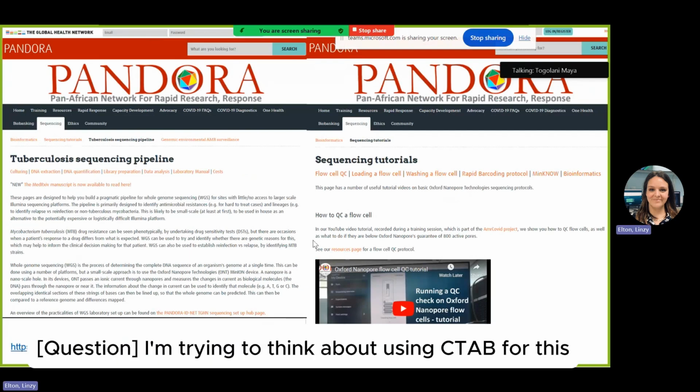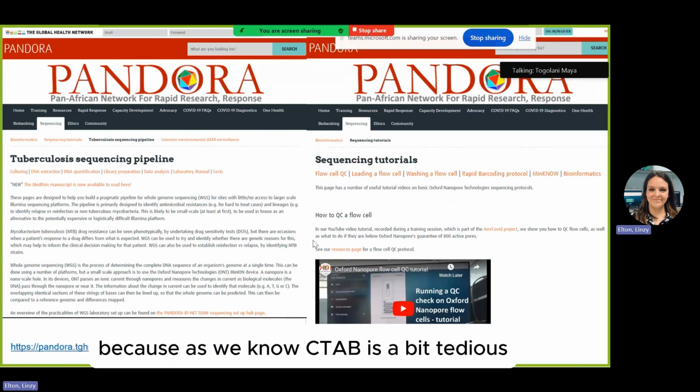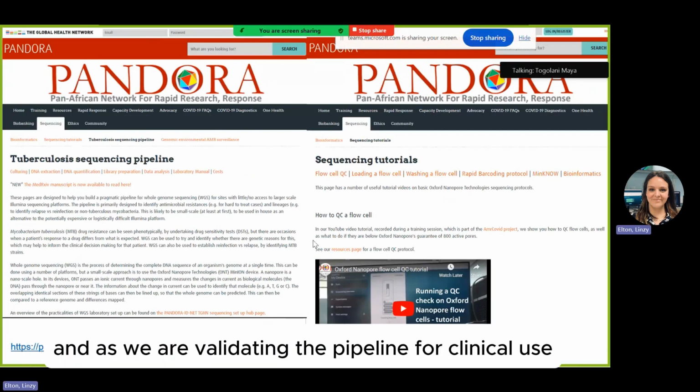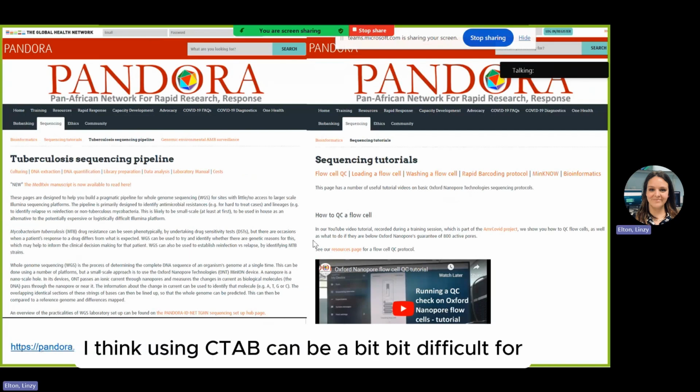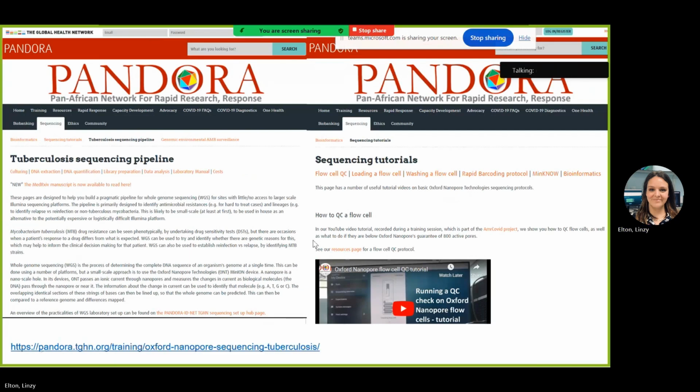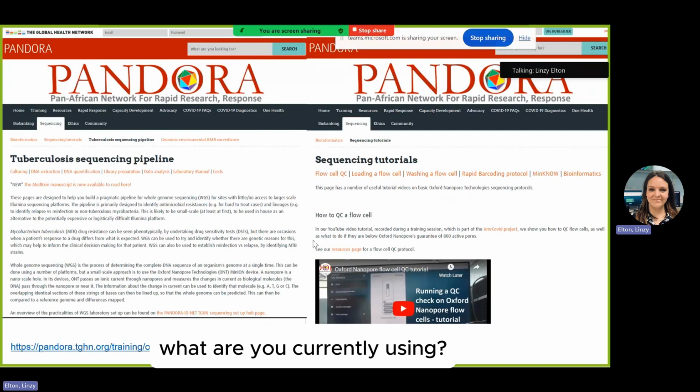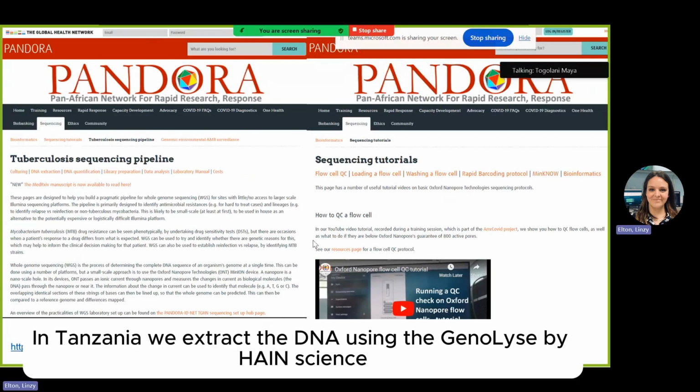I'm trying to think about using CTAB for this. As we are validating the pipeline for clinical use, I think using CTAB can be a bit difficult. What are you currently using? In Tanzania we extract DNA using the Genolyse from Hain Lifescience.